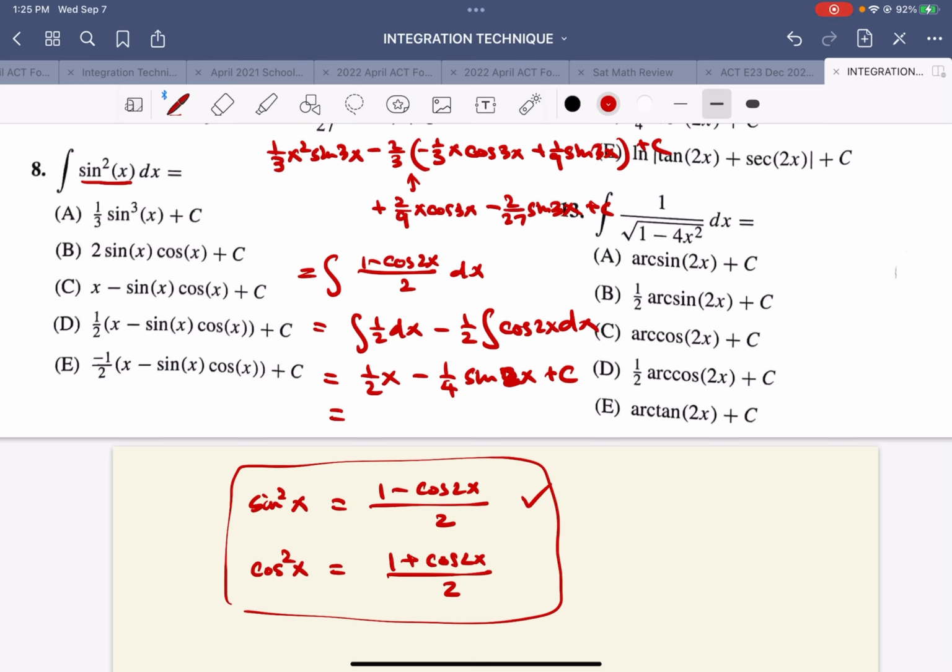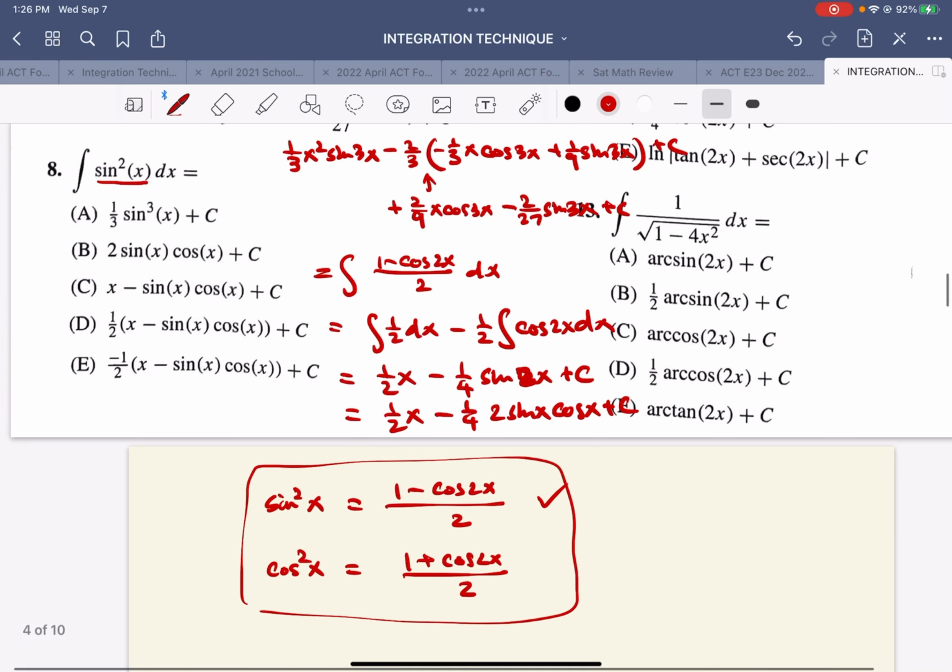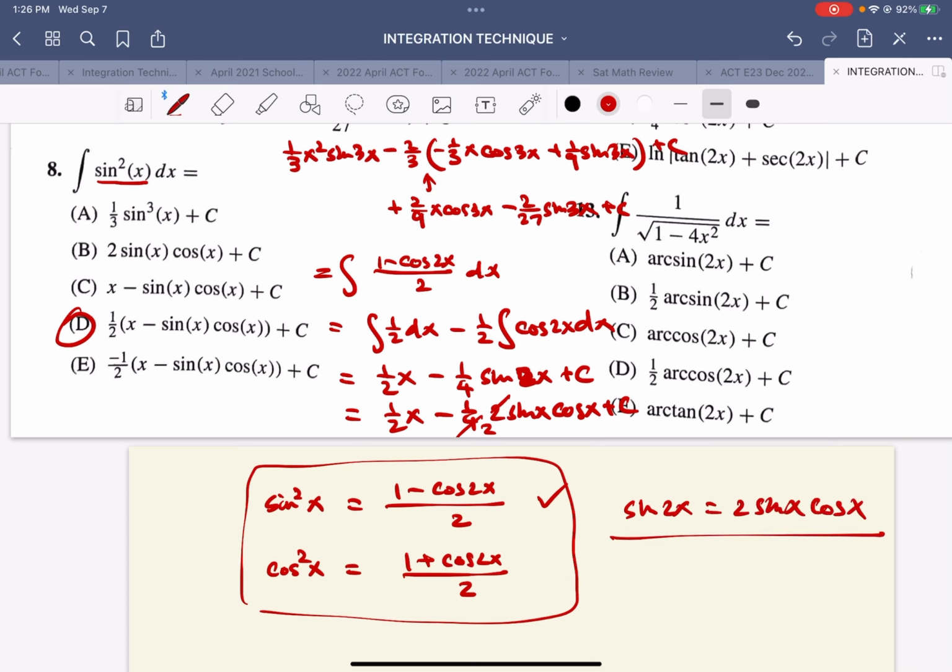So you can do a little more. 1/2 x minus 1/4 sine 2x is a 2 sine x cosine x, right? Plus c. Then one of the two cancel out. So 1/2 x minus sine, so it'll be just 2. So then it should be d. Okay, so use a double angle formula. So sine 2x is 2 sine x cosine x. So we call it the double angle formula. Okay.